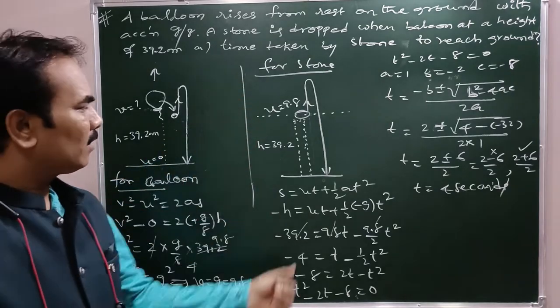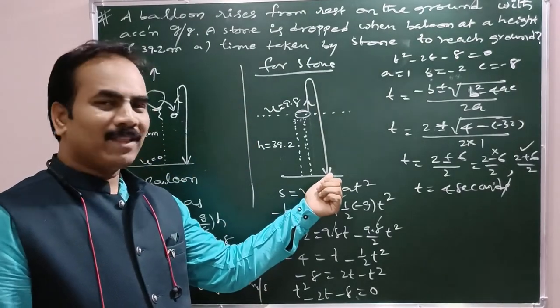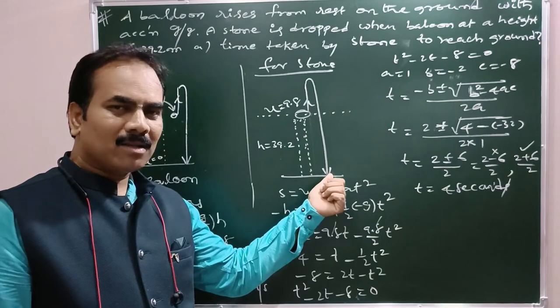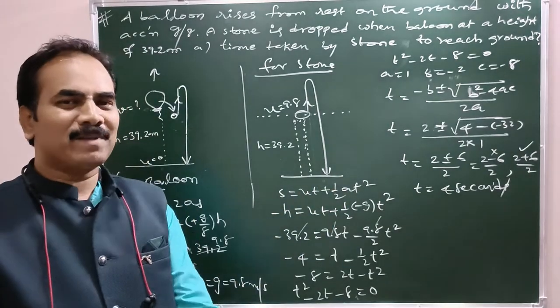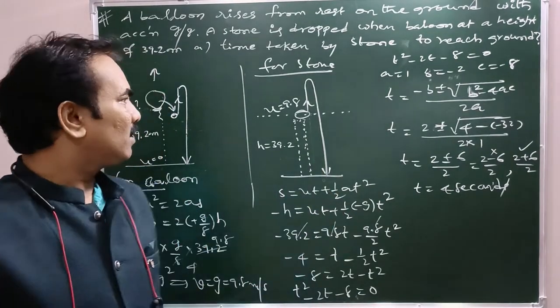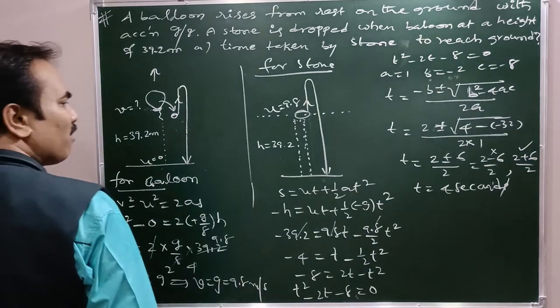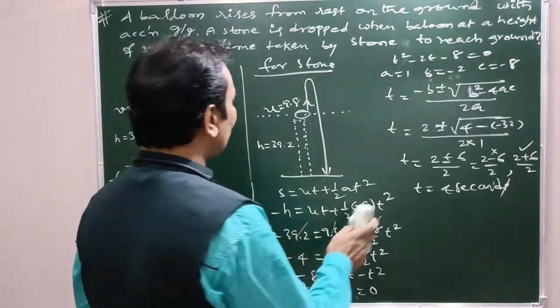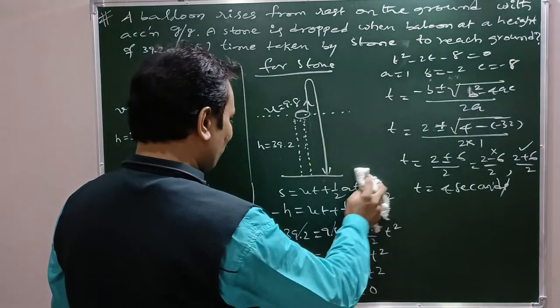Right? Now the question, one more question. Question number B. Find the speed with which stone strikes the ground. Question number B. Right? Now question number B.